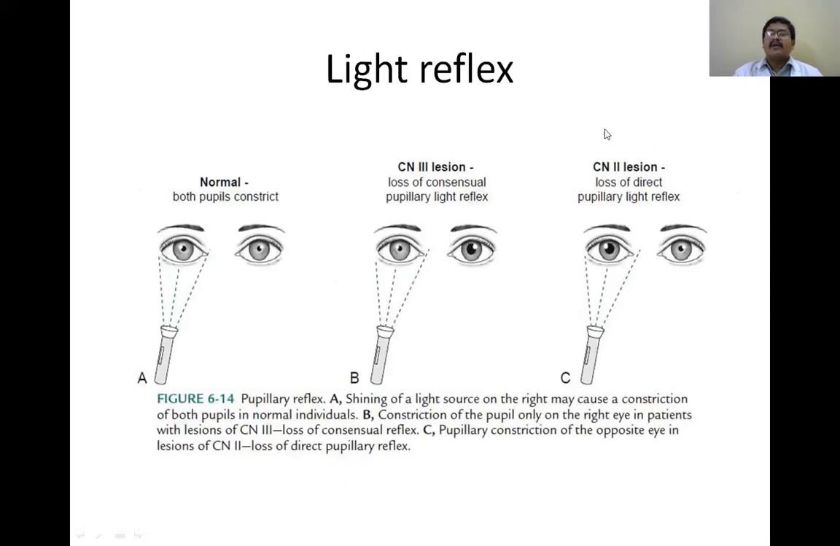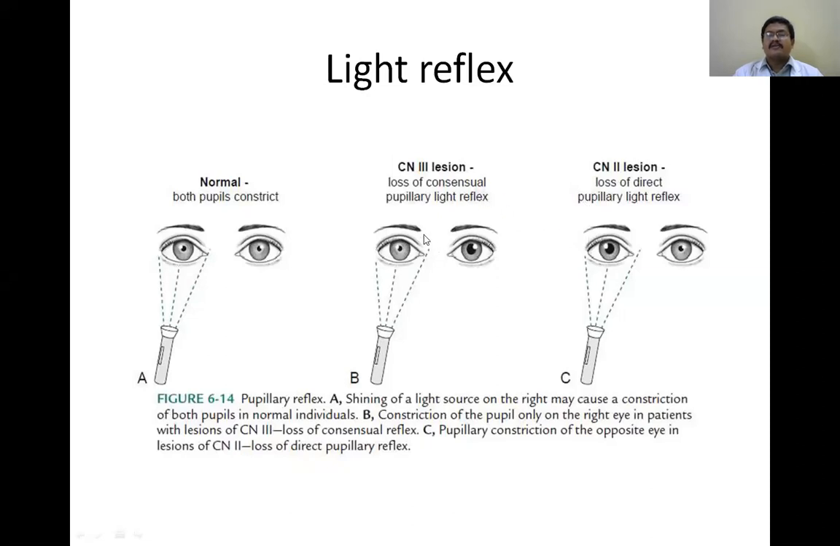Whenever we have a lesion of the optic nerve, it is called the relative afferent pupillary defect, RAPD. Whenever we have multiple sclerosis or demyelinating diseases affecting the second cranial nerve, where you have retrobulbar neuritis involving the afferent pathway, you produce the relative afferent pupillary defect.